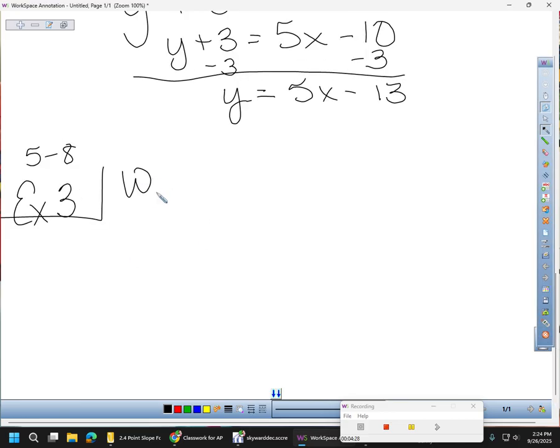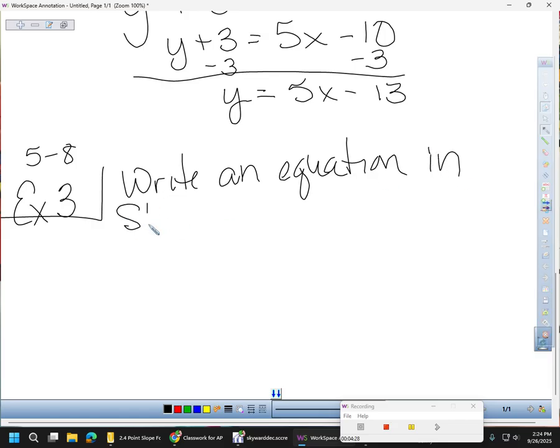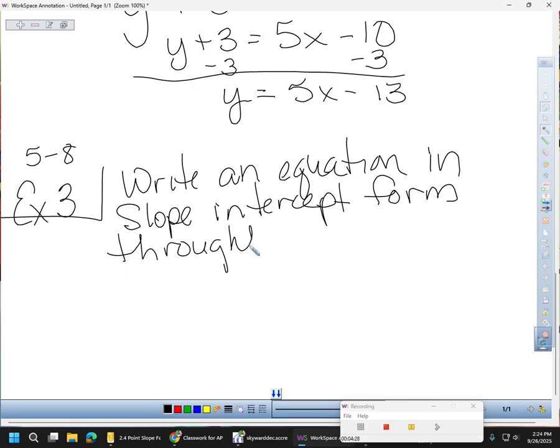This time I want you to write an equation in slope-intercept form through, let's say, points 2, -4, and 1, 7. All right, so I have 2 points there. In order to put it into point slope, I need a point and a slope.